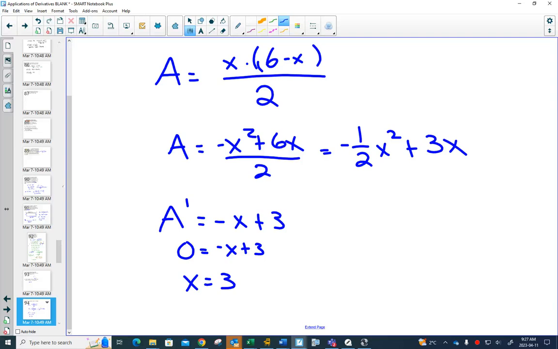So, again, when you get your answer, think about it. Does it seem reasonable? Is it within the framework? Does this make sense for our question? Yes. I get one side 3, the other side 3. This will work out.